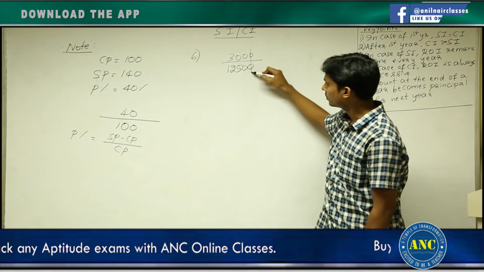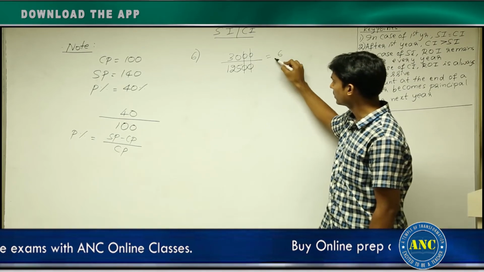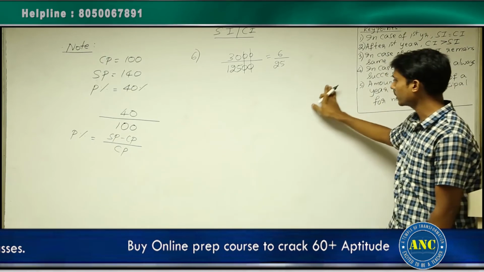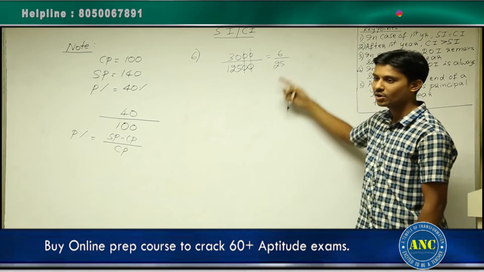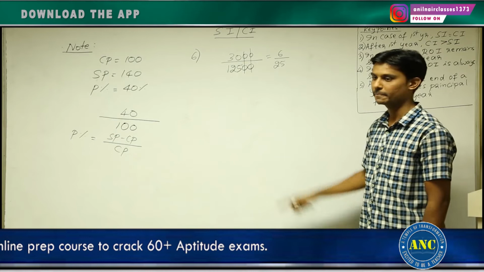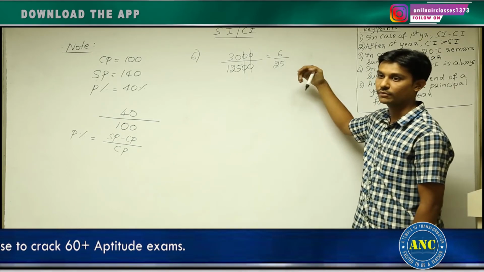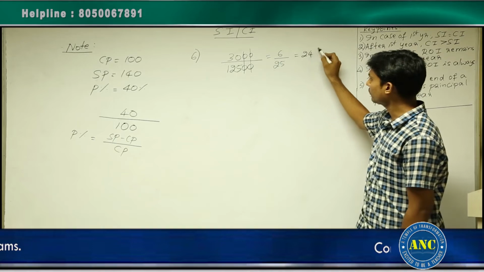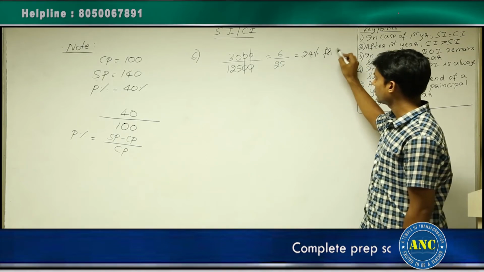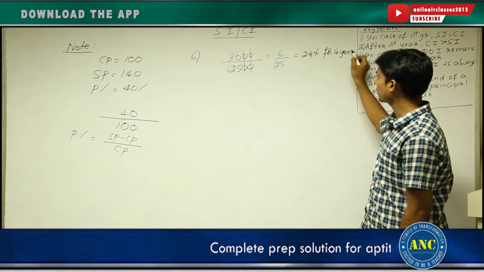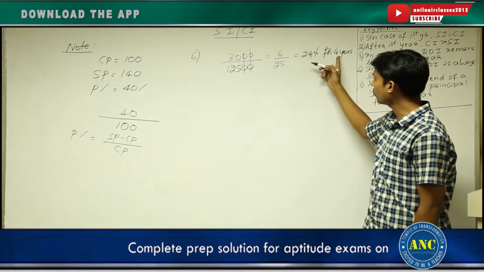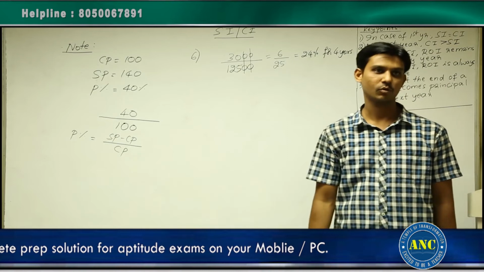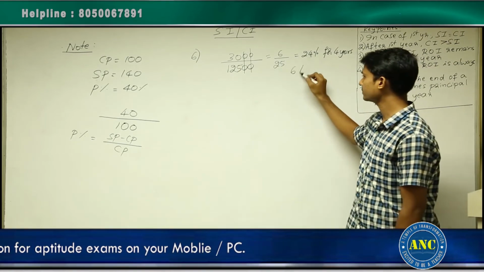How much will it be? Zeros will get cancelled. 5 6s are 30, 5 5s are 25. Just have a look at this. What is 1 by 25? 1 by 25 is 4 percentage. 6 by 25 is 6 into 4 percent, 24 percentage. 24 percentage for 4 years. But rate of interest is always calculated for 1 year. For 4 years I am giving you 24 rupees extra. Each year how much will I give you? 6 rupees extra. Answer is 6%.